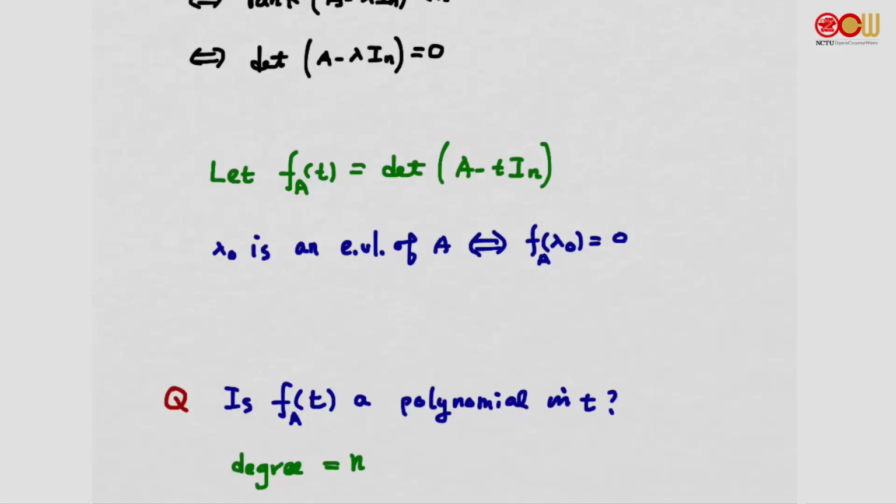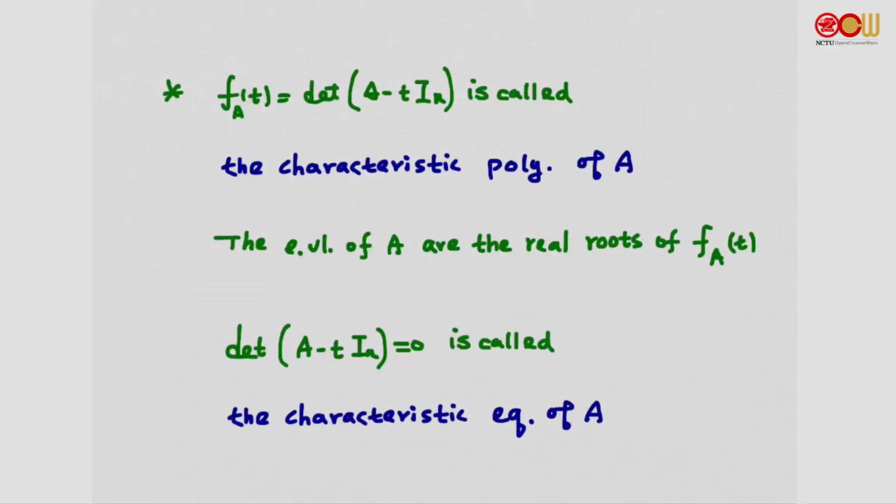We will leave this as an exercise. We call this f_A of t the characteristic polynomial of A. And the eigenvalues of A are simply the real roots of this polynomial. And the equation that the determinant of A minus t identity is equal to 0 is called the characteristic equation of A.